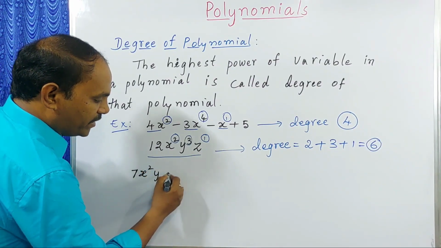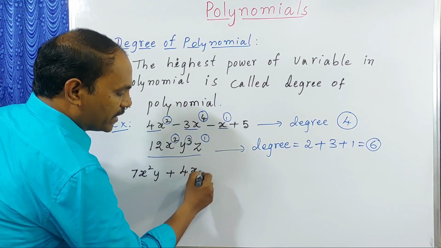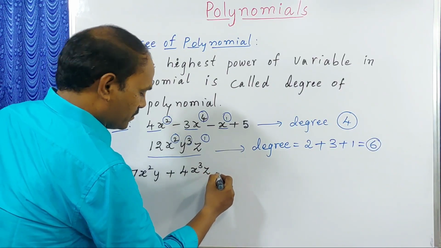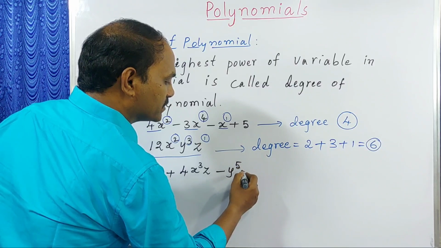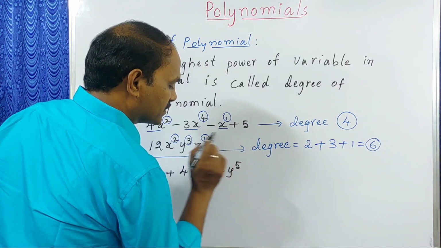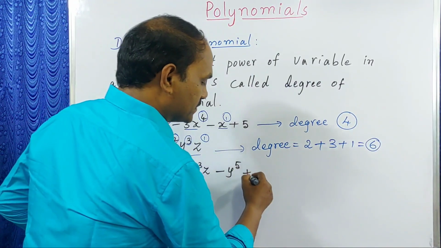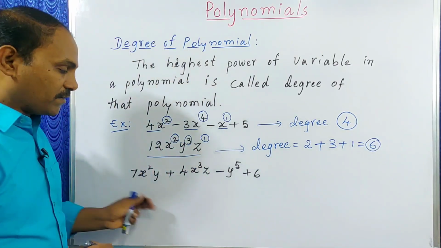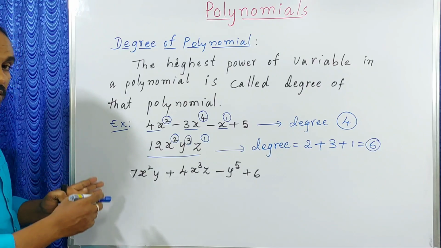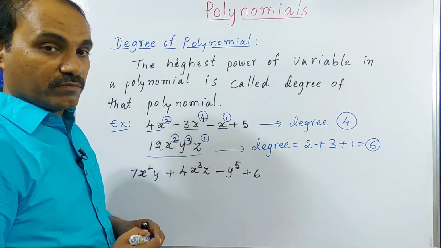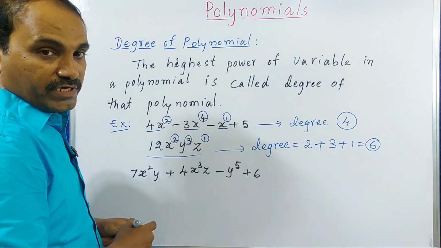7x square y plus 4x cube z minus y power 5, this one is there, plus 6. For example, this one is there. In this, let us check what are the degree of each term. You should find the degree of each term here first.